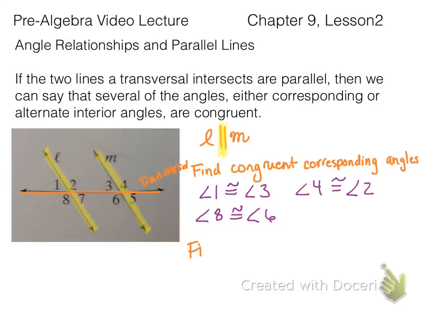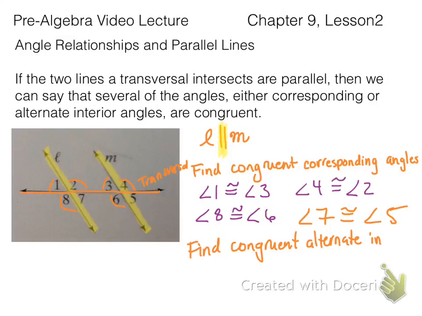But there's one more out there, isn't there? What was it? Which was the one I missed? So we have 1 and 3, we have 4 and 2, we have 8 and 6, which means that I missed angle 7 is congruent to angle 5. All right. You guys ready? Let's go ahead and find congruent alternate interior angles.